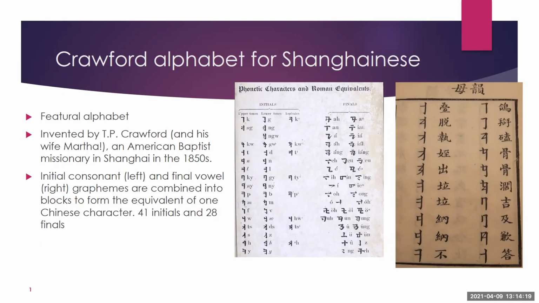With this one, the initial consonant on the left and the final vowel on the right are combined into blocks to form the equivalent of one Chinese character. There are 41 initials and 28 finals that can all be combined, and you can combine all of them, but obviously not all of those sounds actually exist in Shanghainese.